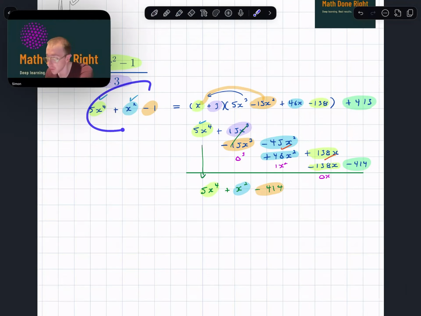So again, we can handle these tricks and twists if we understand the process and know what we're doing and why it works.